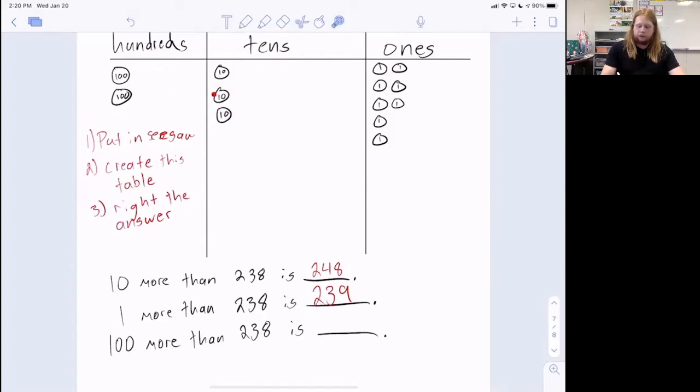So you're going to make this table in Seesaw. I would use a piece of paper and take a picture. That would probably be the easiest way to do it. You're going to create the table, and then you're going to write the answer.